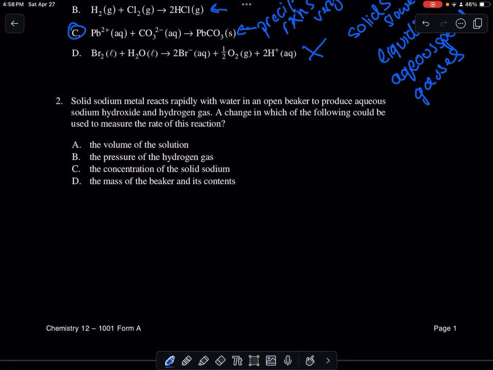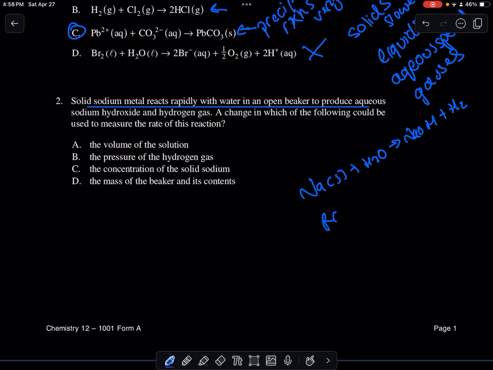Okay, solid sodium reacts with water to produce sodium hydroxide and hydrogen gas. Okay, so sodium metal plus water goes to sodium hydroxide plus hydrogen gas, H2. So let's have a look at this reaction. Bearing in mind, this is not balanced yet, so I haven't balanced this reaction. We don't need to for this question. So, which of the following could be used to measure the rate?